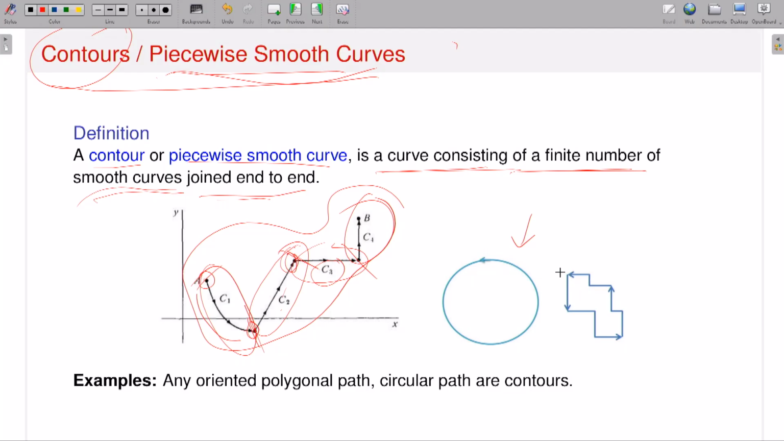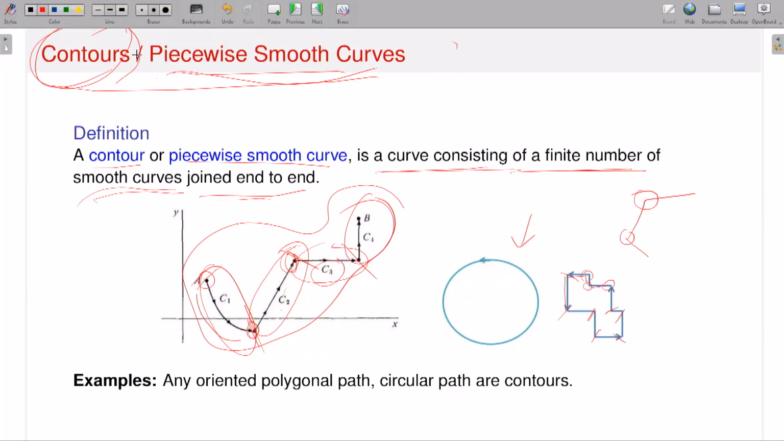For example, I can break this. Only at the corner point you lose the differentiability, right? Because it is a sharp corner, so you lose the differentiability there. So what you do, you just break at this corner, and then you have these many pieces. This is one piece, this is one, and each piece is smooth. Therefore, I can break my curve into finitely many pieces, and each piece is smooth. So it is called a piecewise smooth curve. And next time I will say that a piecewise smooth curve is actually a contour.